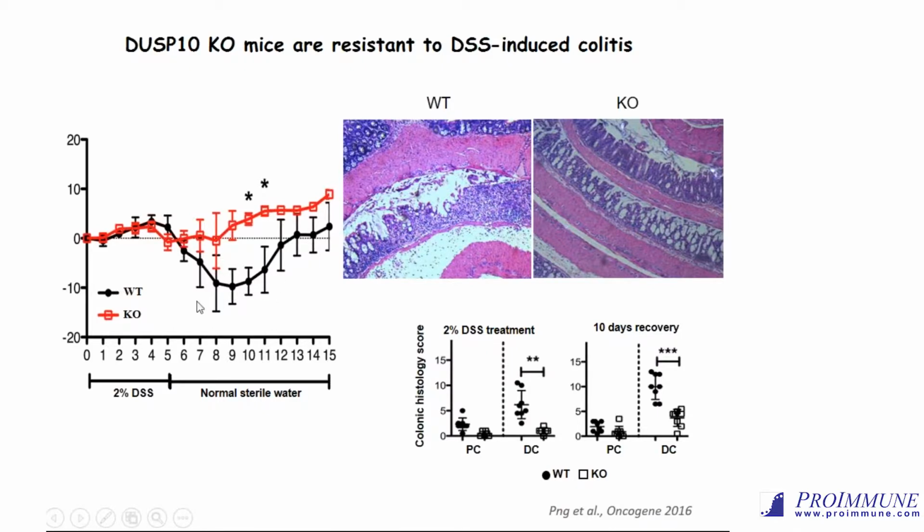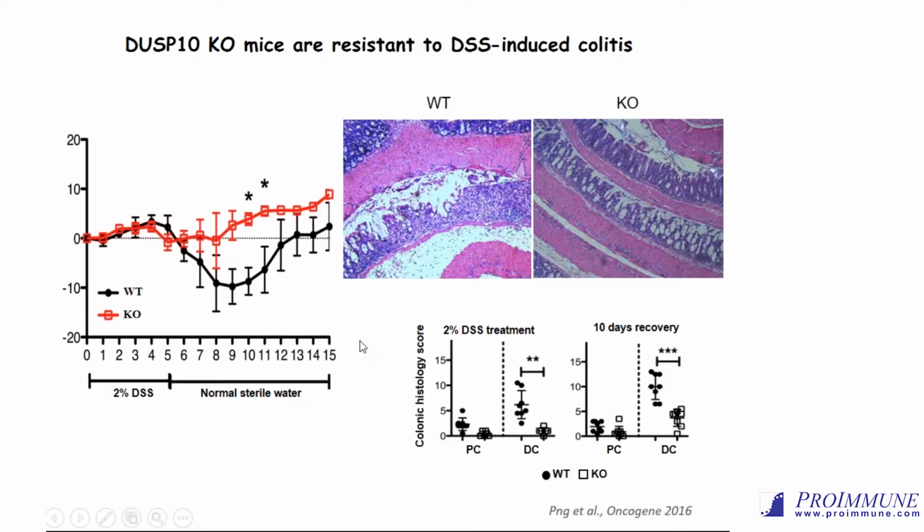And you can see that after withdrawal of the DSS, the wild type mice start to lose weight, and they reach the peak of the weight loss at day 9 after the feeding, and then they slowly recover. In contrast, these knockout mice do not lose their weight, which tells us that these mice were resistant to DSS-induced colitis.